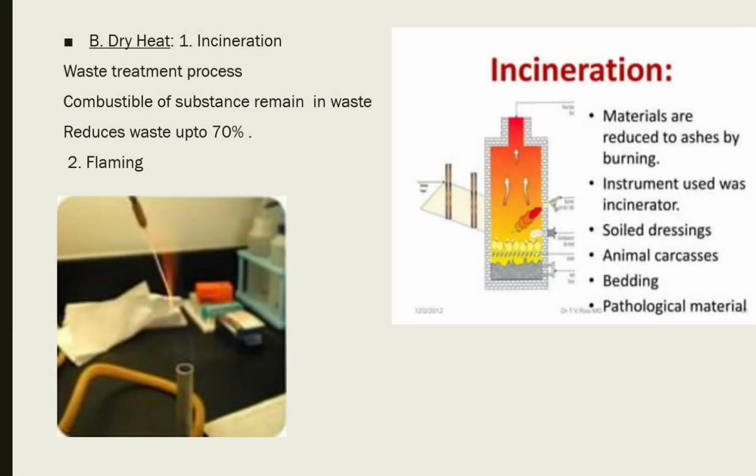Now dry heat is of two types: incineration and flaming. Incineration is nothing but the burning of the required product, or any waste material you have to discard; you can incinerate it. In our past history there is the practice of burning dead bodies, like animal carcasses, soil dressings, beddings and any pathological materials which we have to discard; they get burned via the incineration process. And using the combustion process, the waste is reduced by up to 70%.